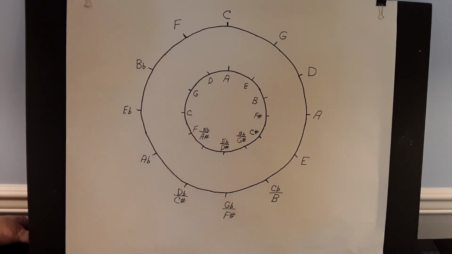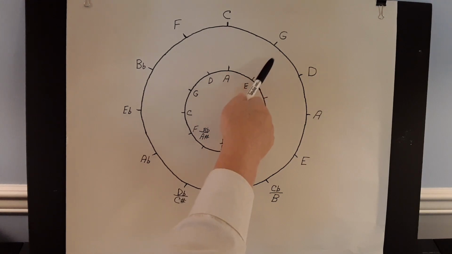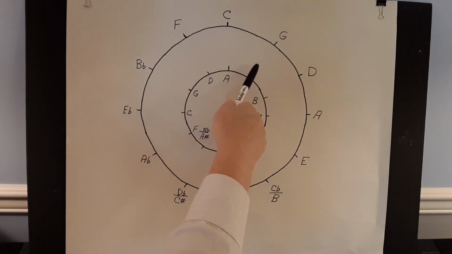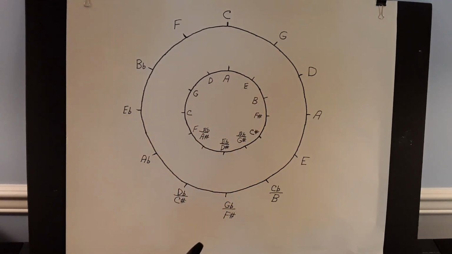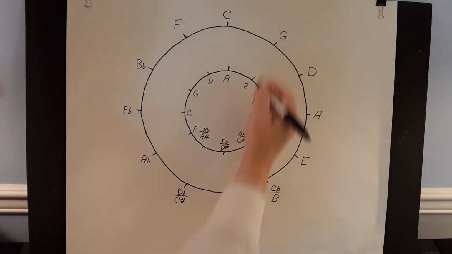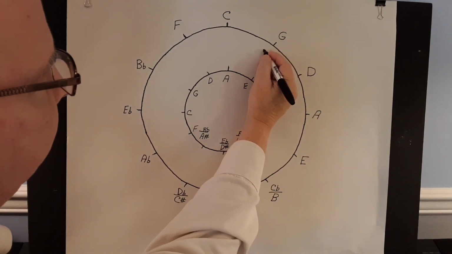Now we have to start with the key signatures. And at this point, there's one thing you just have to remember, and that is we can start with G major, and that the key signature for G major and also for E minor is F sharp. And we'll put that in right here.